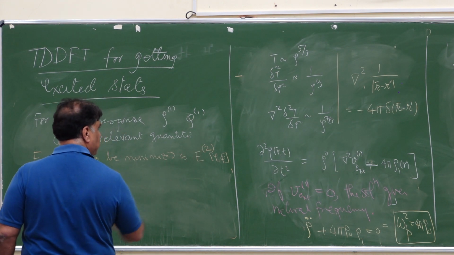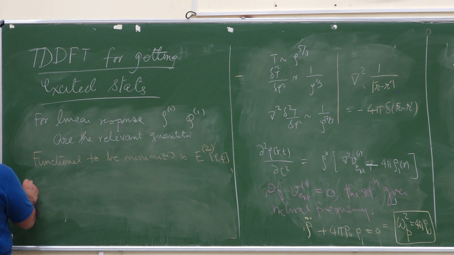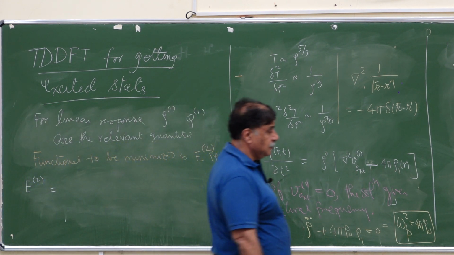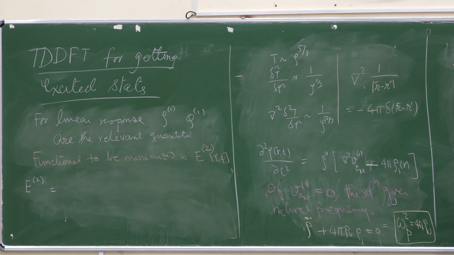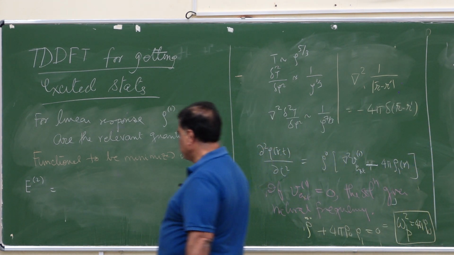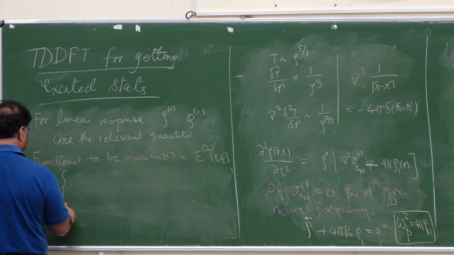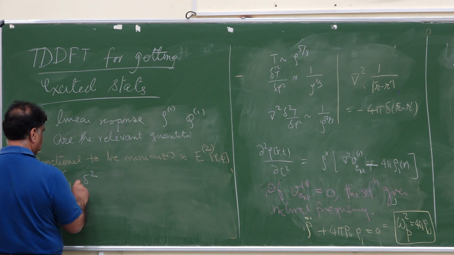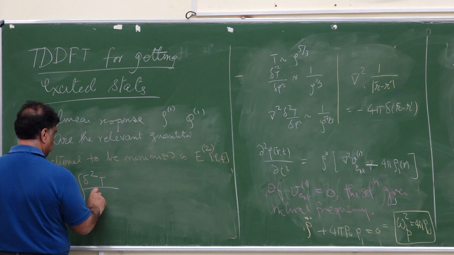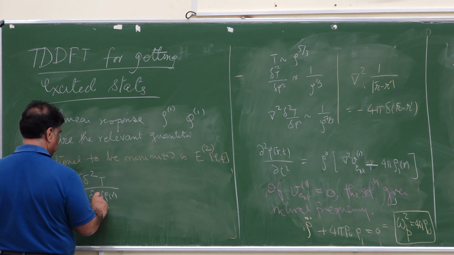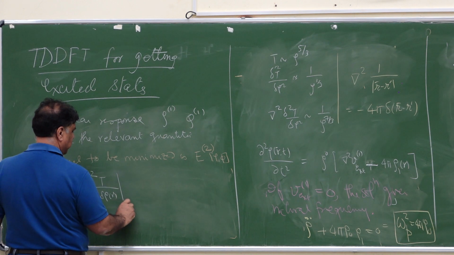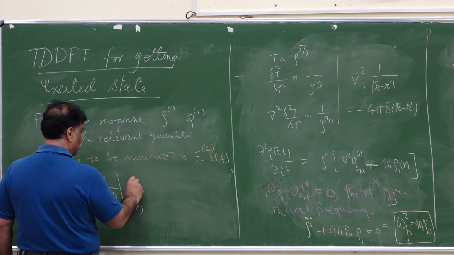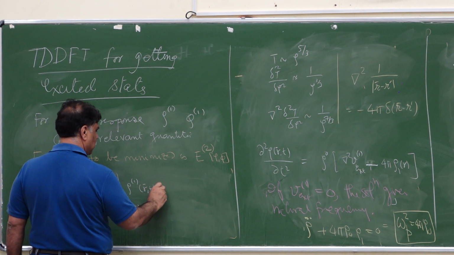So right from here you can write what is going to be E2? E2 is going to be, let's write it, and it's going to be only in terms of ρ1. Okay? So E2 is going to be the second order term, time average, one half δ²T over δρ(r)δρ(r'), calculated at ρ0, now for some other density ρ1(r,t), ρ1.